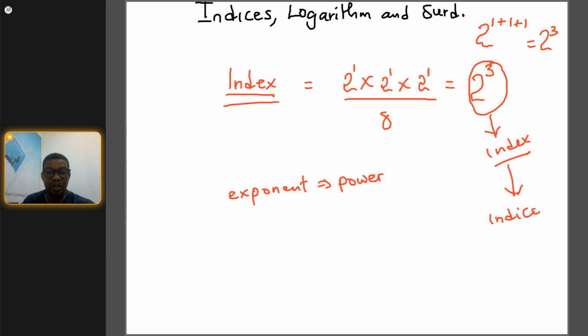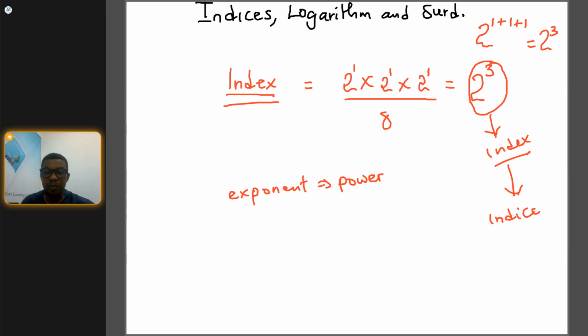What we are expected to do in indices is that we'll be given questions with numbers expressed in index form and asked to simplify. Equations will be expressed in index form, and we'll be asked to find the value of the variable in that equation. So mostly we'll be working with numbers expressed in index form, that is, the number will always have a power. This is the basic foundation of indices.